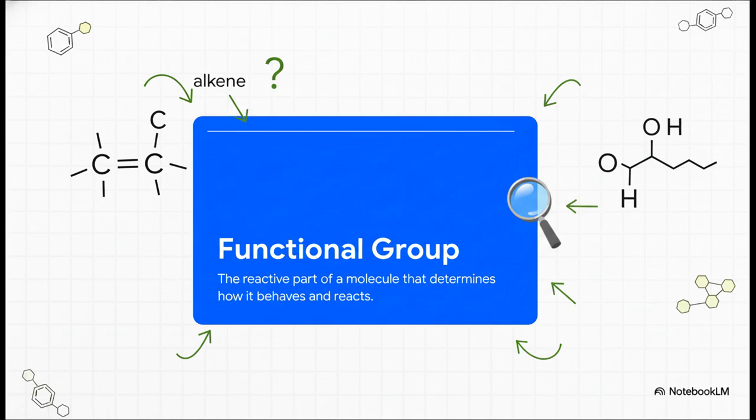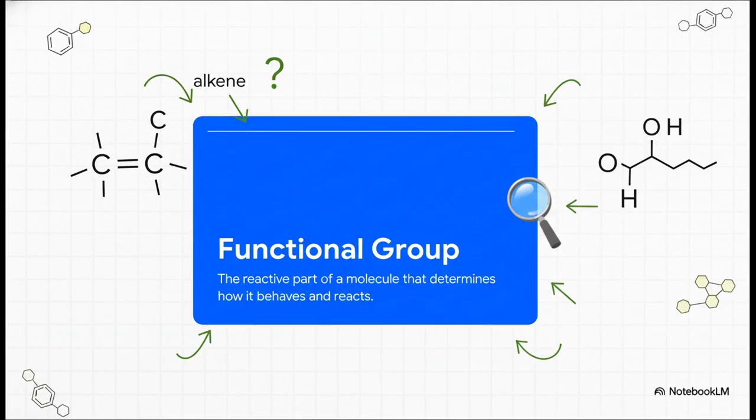And here it is. The secret is the functional group. This is the small, reactive part of a molecule that does all the heavy lifting. It's the part that determines pretty much all of its chemical behavior. So instead of learning about thousands of different molecules, you just need to get your head around a handful of these groups. Once you know how, say, a carbon-carbon double bond works, or what a hydroxyl group, that's the OH, does, you can predict reactions for entire families of compounds.